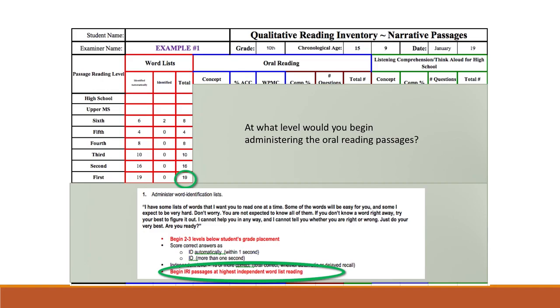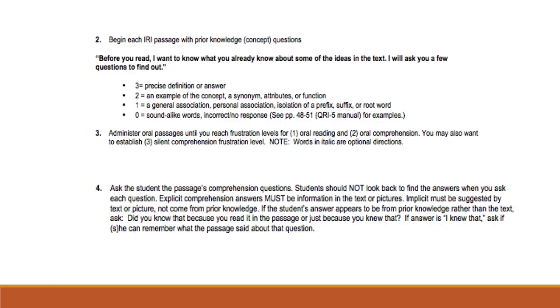Well, if you said the first grade level, then that's a really good guess. You are going to start by administering what they call concept questions. This is to just get an idea if the student is familiar with the topic of the passage. It's scored on a rubric and it's right on your recording sheet. They get a 3, 2, 1, or 0.